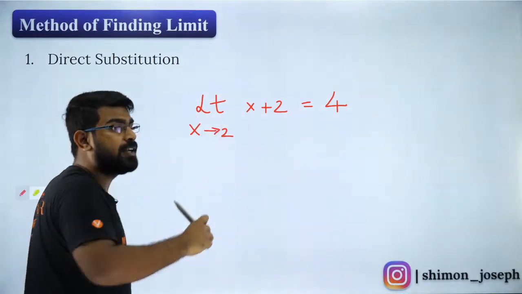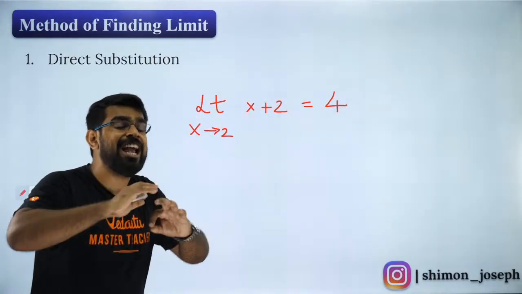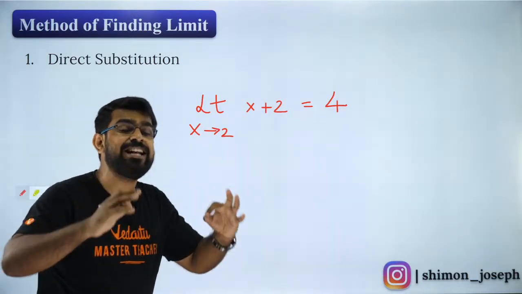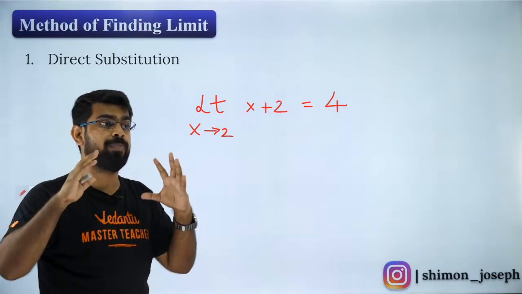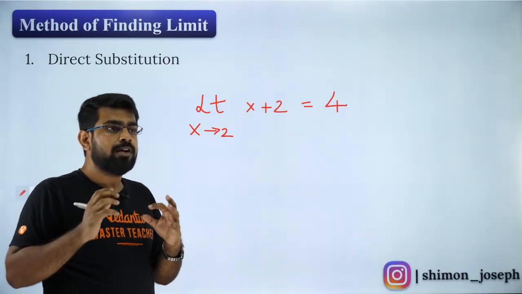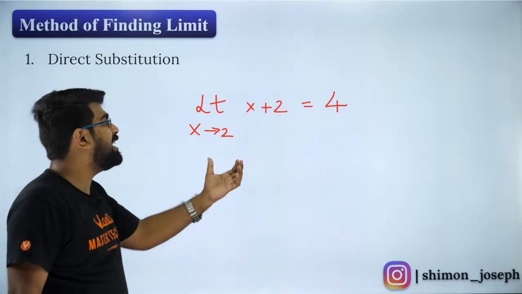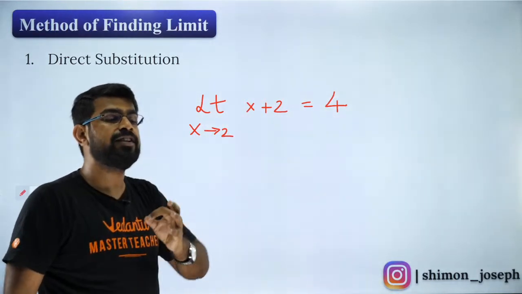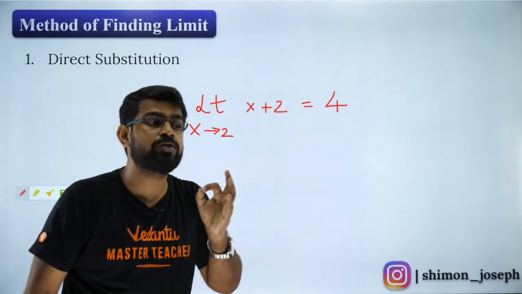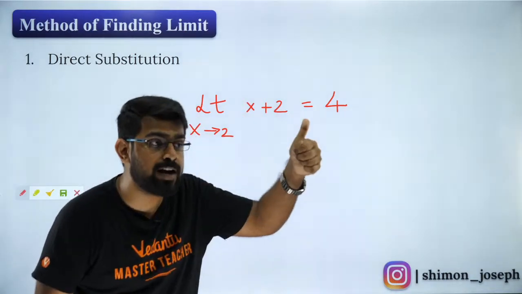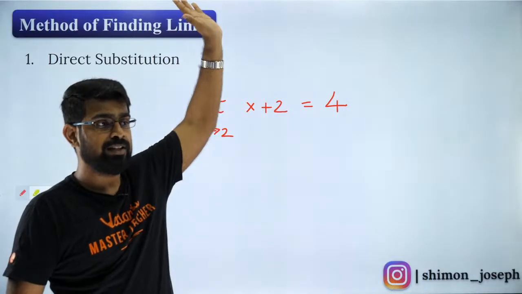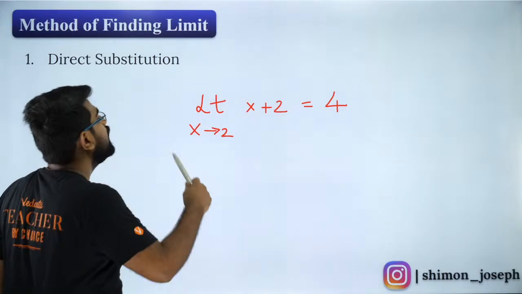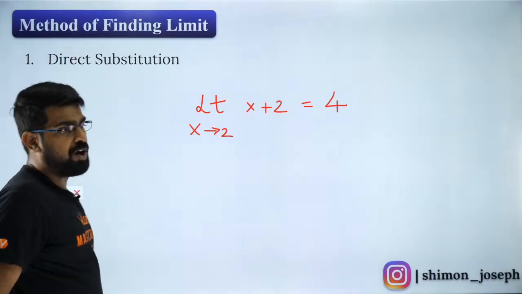This will work when you don't encounter any exception, or rather, when you don't encounter any indeterminate form by putting the values directly. Then it is called the direct substitution method, and it will work superbly. But unfortunately, you won't get questions like that. Now, why is this method not very powerful, sir?